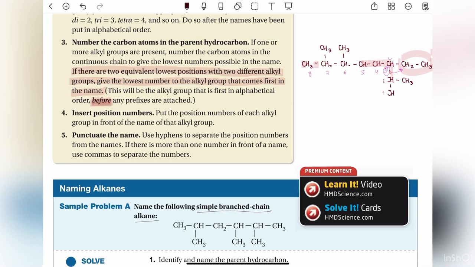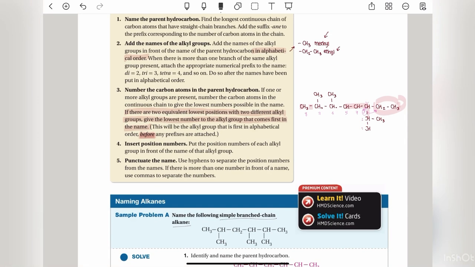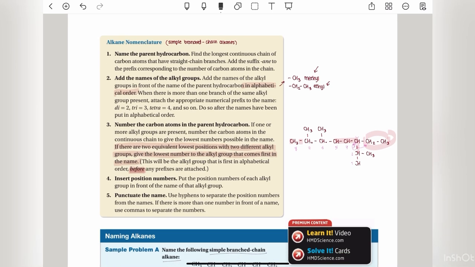Our fourth step is to insert position numbers. So we would put the position numbers of each alkyl group in front of the name of that alkyl group. Fifth, punctuate the name. Use hyphens to separate the position numbers from the names, and if there is more than one number in front of the name, we use commas to separate the numbers. So yeah, this just summarizes what we did above.